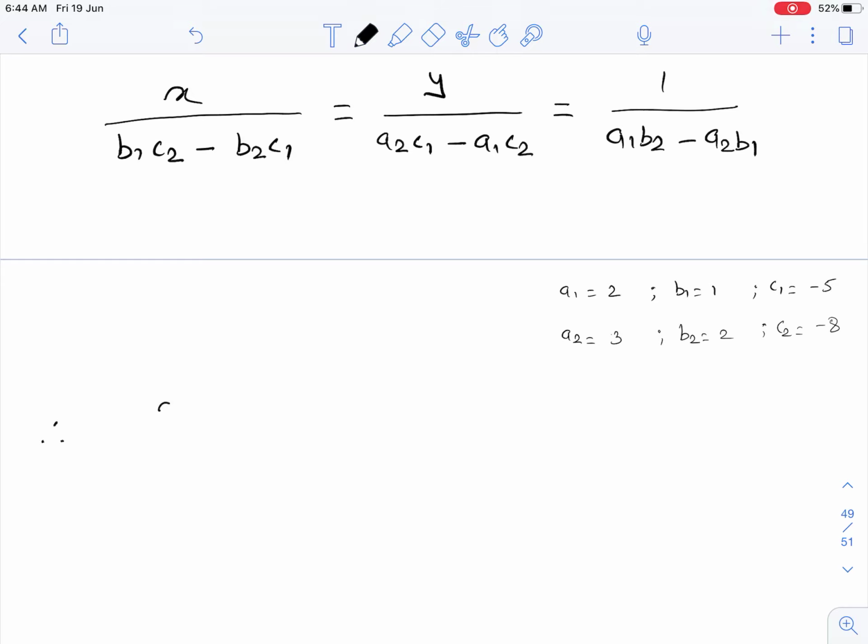therefore what you will get, x upon, now what is the rule, b1 into c2. So what is the value of b1? 1, c2 that is minus 8. Okay, so let us write those values. So 1 into minus 8, this you have to write in bracket, then in between that what sign is there, negative sign, so I will write here minus sign. Now by what it is multiplying, b2 c1. So now what is the value of b2? 2, c1 minus 5. So we have to write 2 into minus 5.